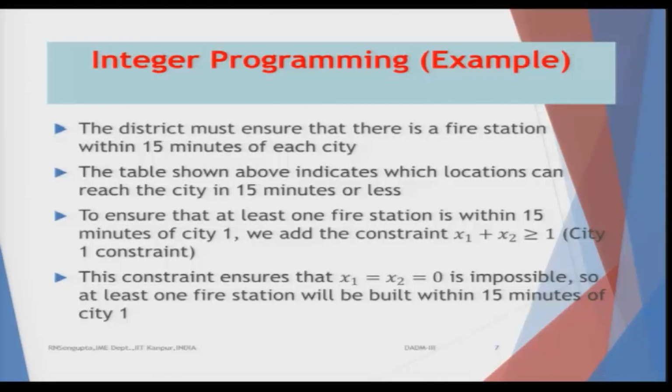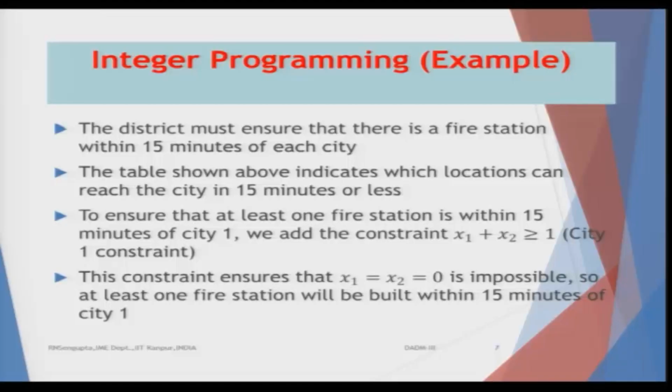To ensure that at least one fire station is within 15 minutes of city 1, we add a constraint: for city 1, the constraint is x 1 plus x 2 is greater than or equal to 1. So, obviously, it would mean that there is one fire station within 15 minutes of city 1, and we are able to cater to that with that constraint. I will explain that in more detail later on.